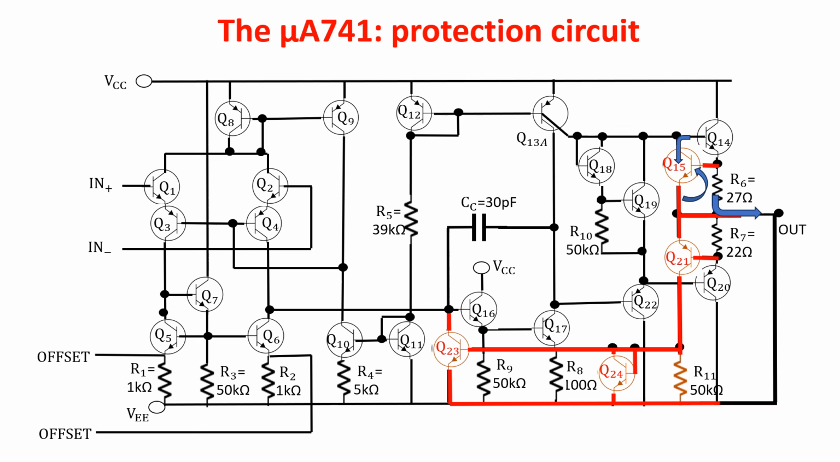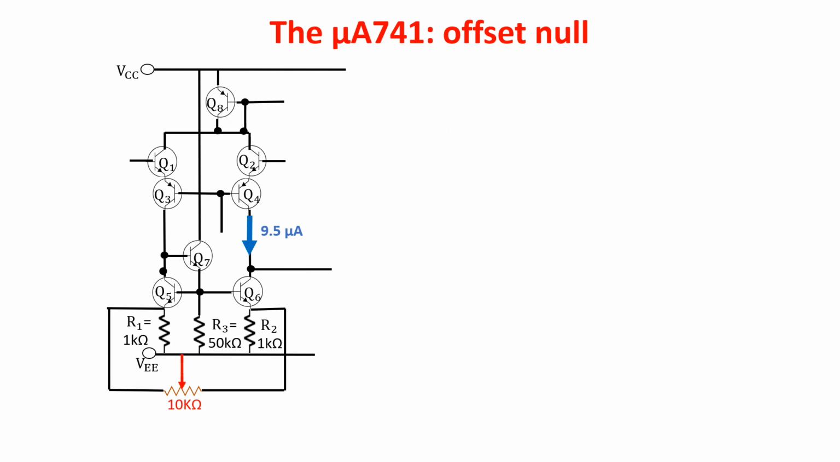In the case the short is with the positive supply, Q20 draws an excessive current switching on Q21, which in turn makes current flowing in R11. The voltage drop on R11 switches on Q24 and Q23. Since Q23 is on, it steals current from the base of Q16, limiting the second stage amplification and the output current. The ua741 includes a way to compensate the input offset.